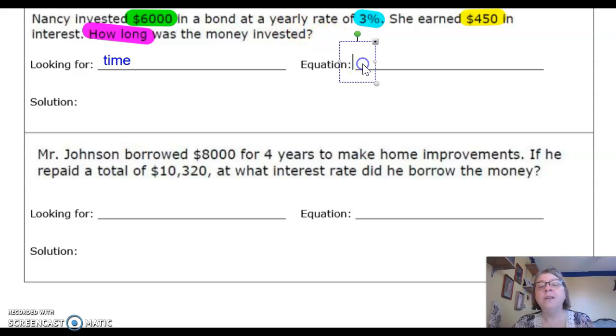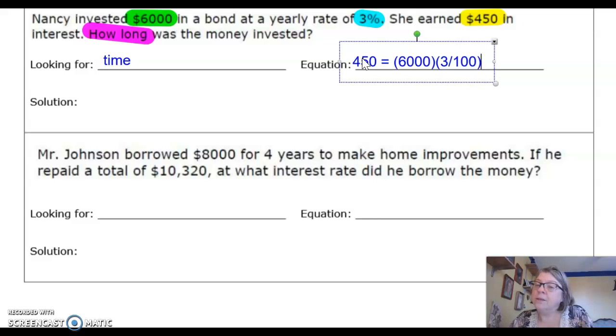All right, so my equation is interest, which is 450, equals the principal, which is 6,000, times the rate, which is 3 divided by 100, or 0.03, times time, which I don't know, so I'm just going to put an X there. Now, if I had my TI Nspire, I could use menu 3.1 and solve at this point, because you notice that my X isn't by itself.